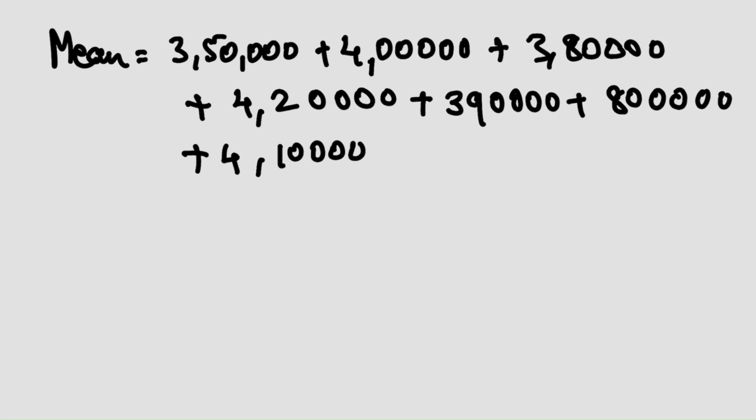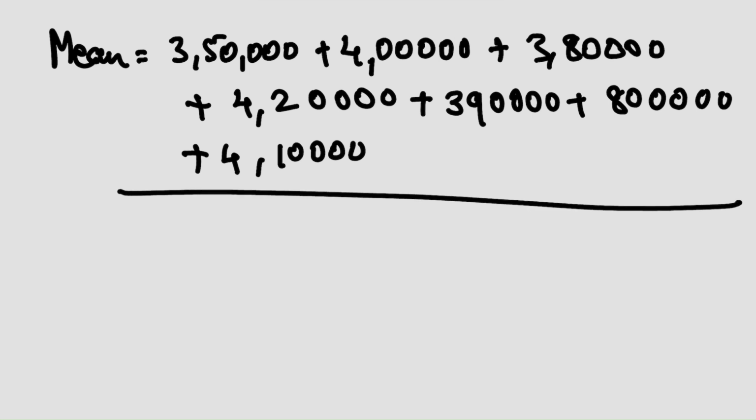So I've taken 7 house prices. To take a mean, I will have to divide this by 7 and I will get the answer. This is not 0.7, this is 7. So I can just delete this, and the answer I would get is 4 lakhs 35,714. So does this reflect the typical price of a house in that area?